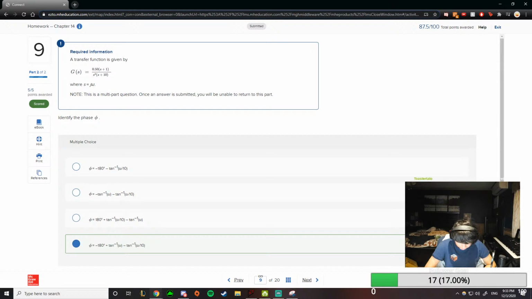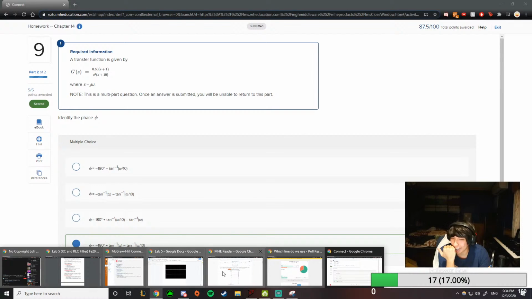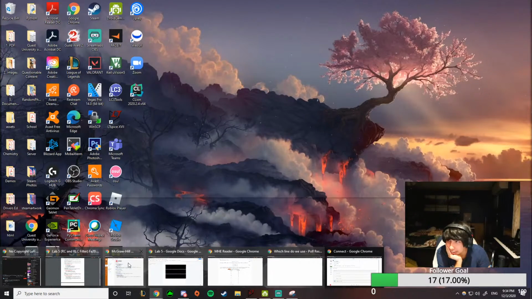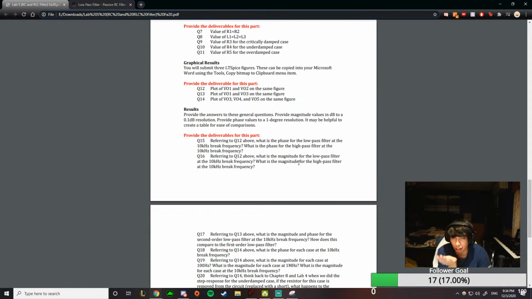So it's 10,000 times 0.1 times 10 to the -6. I feel like I'm doing this way too hard. I feel like I don't need to do any actual math, and I could probably get the answer, because it's just referring to question 12, which is the plot.